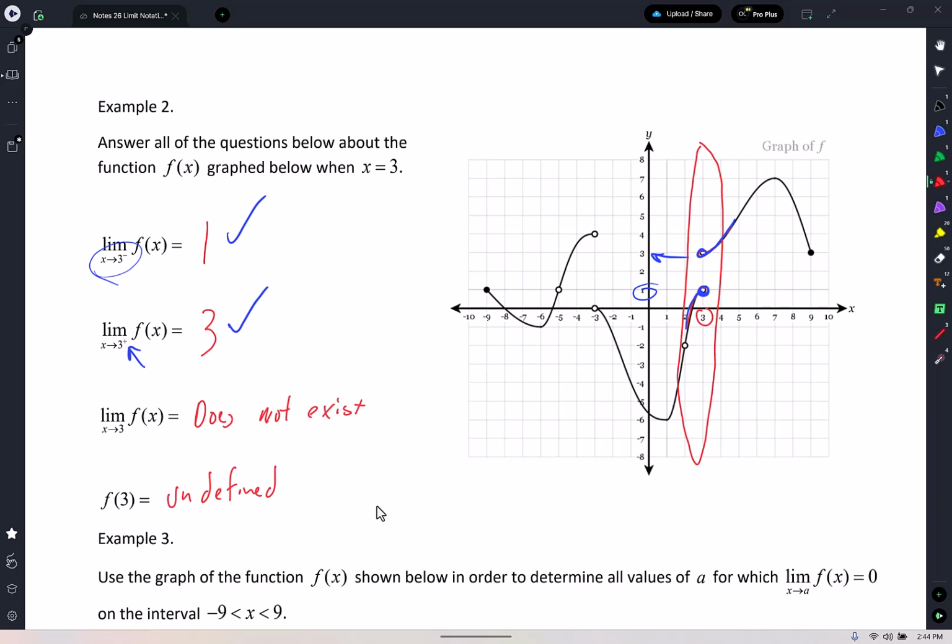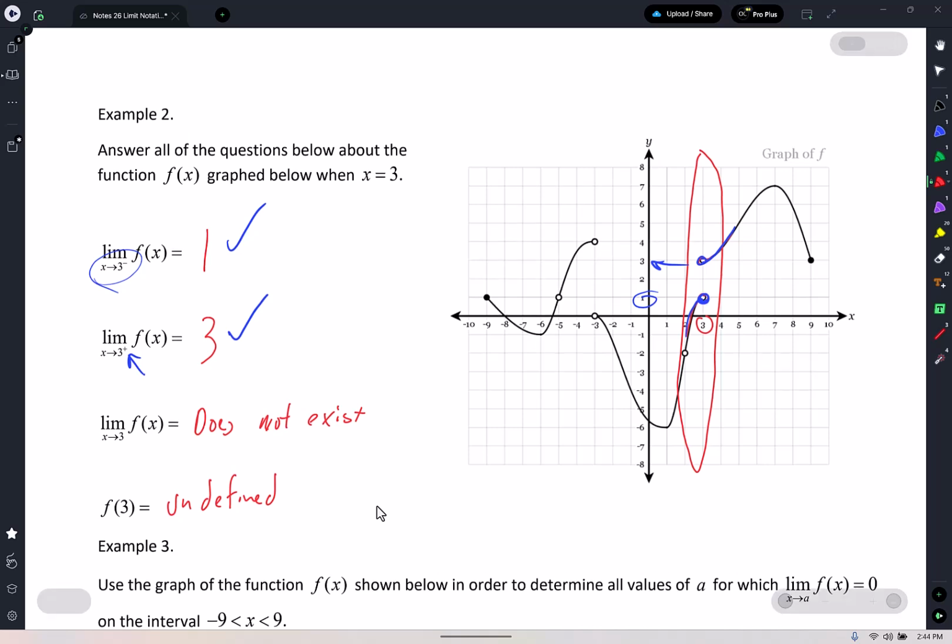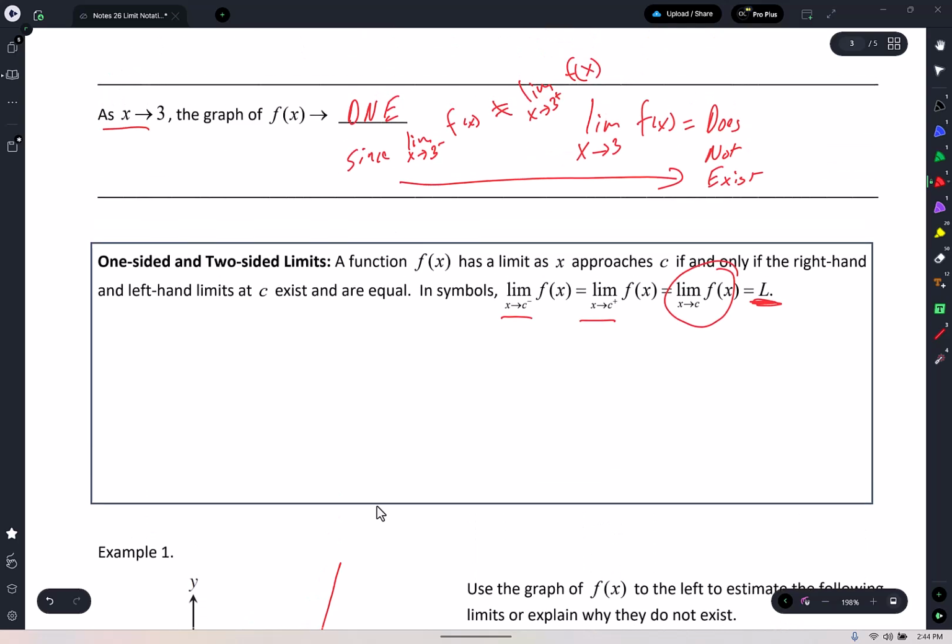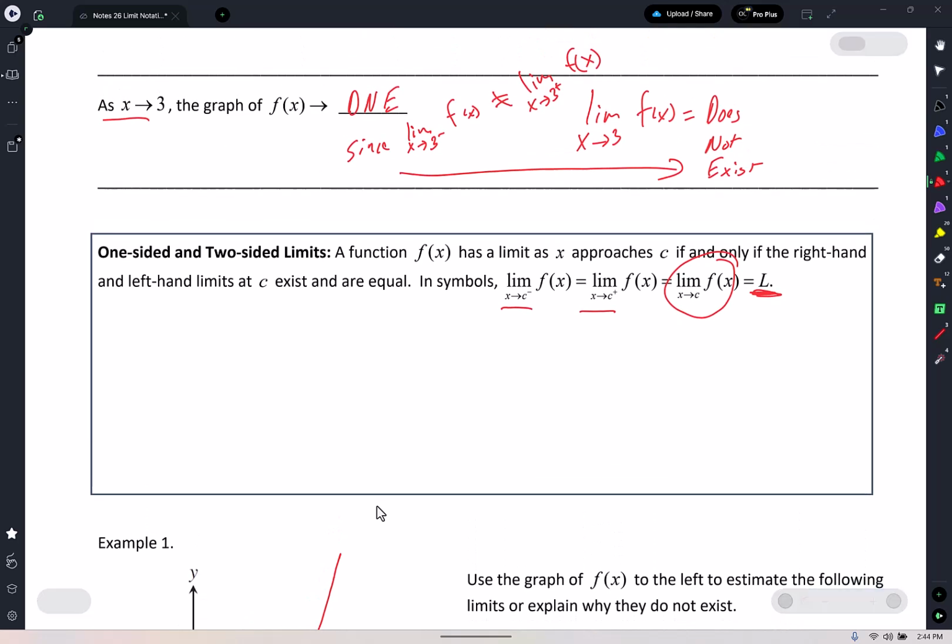Let me see if I can scroll. Yeah, look at this theorem right here. I guess I should have written in here: if the left side equals the right side, then the limit exists, it's L. And if the left side does not equal the right side, then the limit does not exist. You know what I mean?